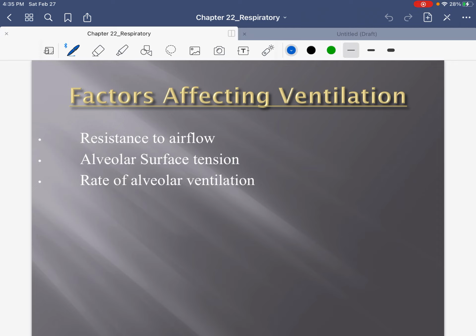So the first odd and end I want to talk about: what are some things that affect ventilation? Well, we could have some resistance to airflow moving. We could have too much alveolar surface tension. And then we also have to discuss briefly the rate at which we're breathing.